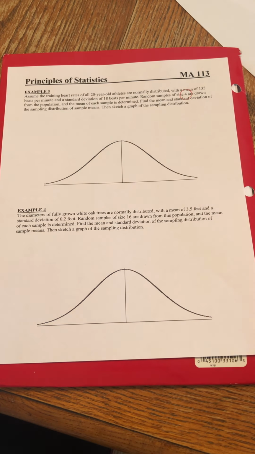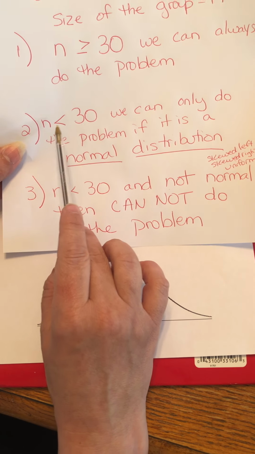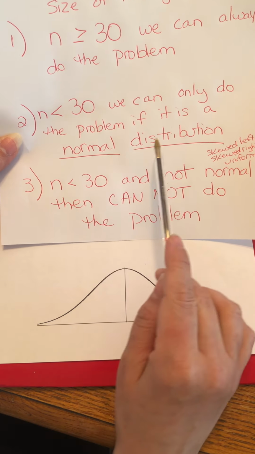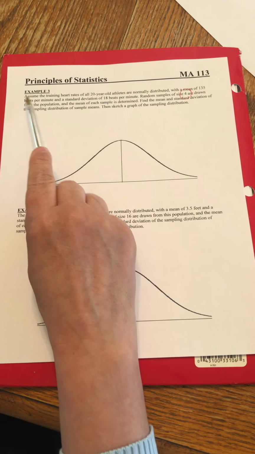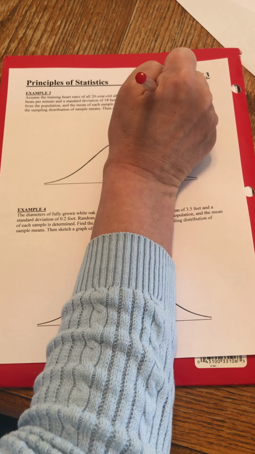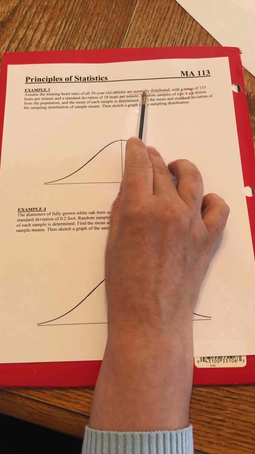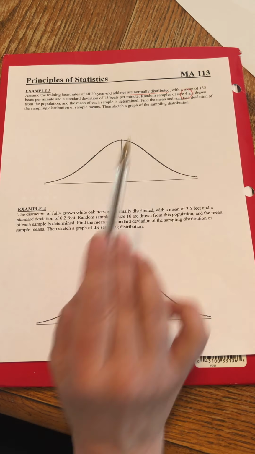In order to know if you can do the problem, you have to go back to the central limit theorem. If your group is under 30, you can only do the problem if the word problem says it's normally distributed. It says, assume the training heart rates of all 20-year-old athletes are normally distributed. It specifies that it is, therefore we can do the problem. If it had said skewed left, skewed right, or uniform, we would have written, can't be done.